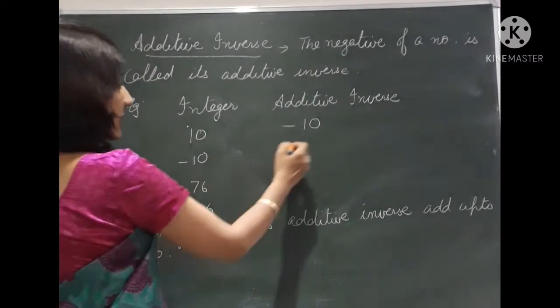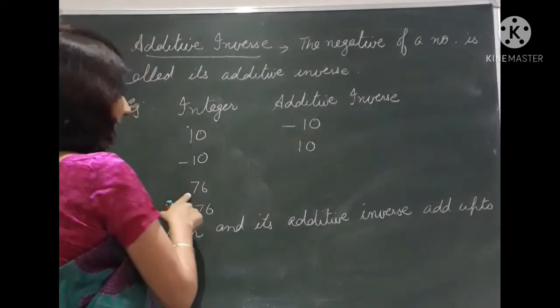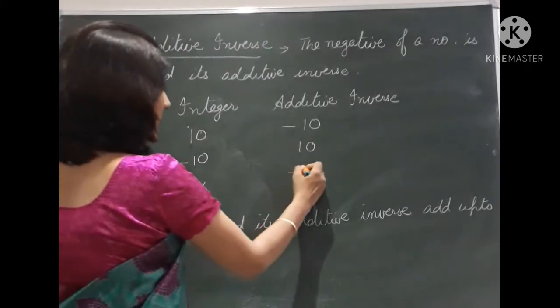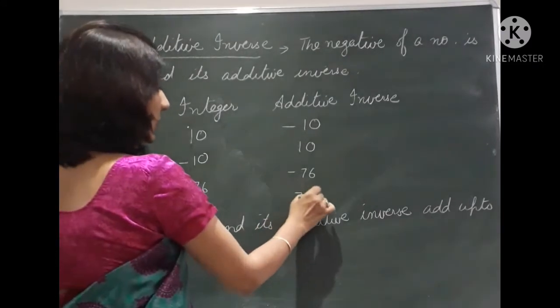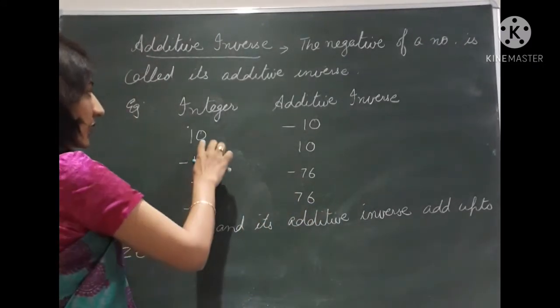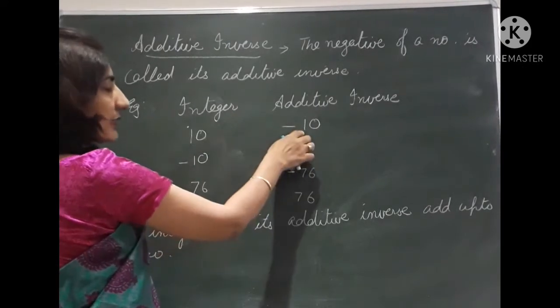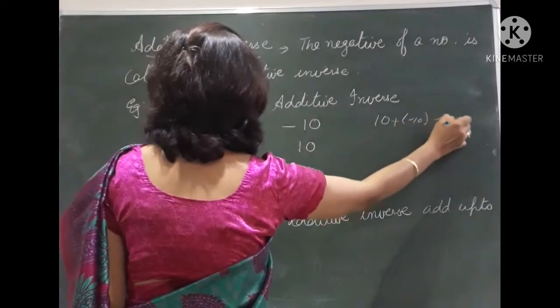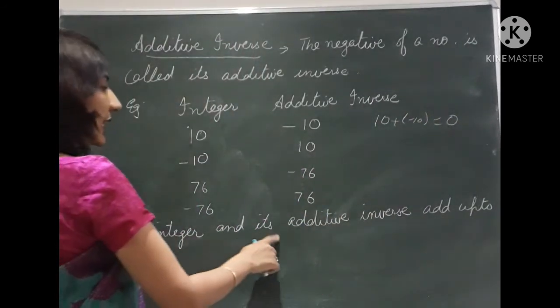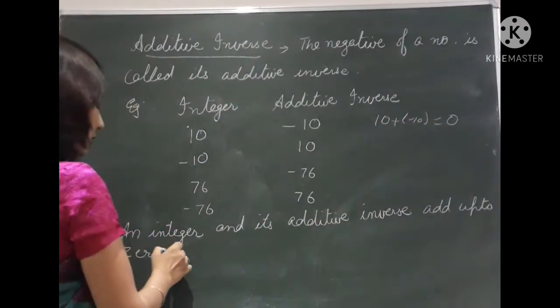Additive inverse of minus 10 will be 10. Additive inverse of 76 will be minus 76. Additive inverse of minus 76 will be plus 76. You can see when you add 10 and minus 10, 10 plus minus 10, the result will come 0. So an integer and its additive inverse add up to 0.